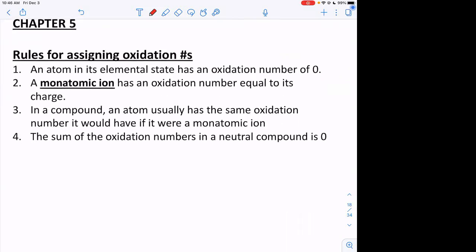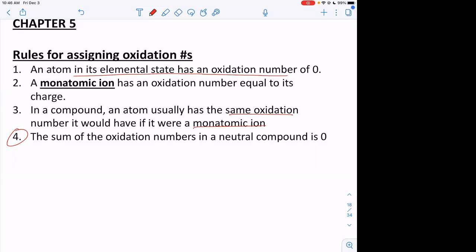So this is what Kennedy was saying. An element by itself has an oxidation number of 0. And if it's a monatomic ion, you get an oxidation number the same as its charge, as an anion or a cation. And in a compound, an atom usually has the same oxidation number it would have were it an ion. 2 and 3 are very similar rules. And then 4 is important because the sum of oxidation numbers in a neutral compound is 0.